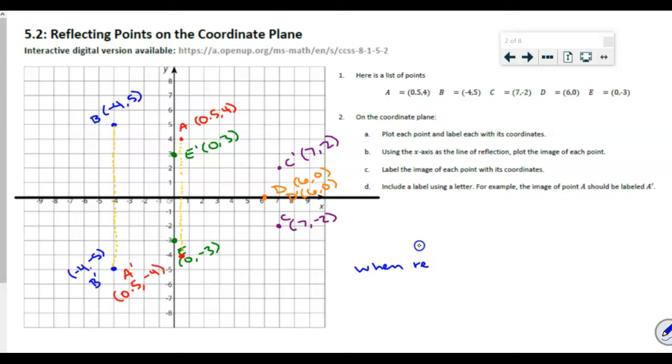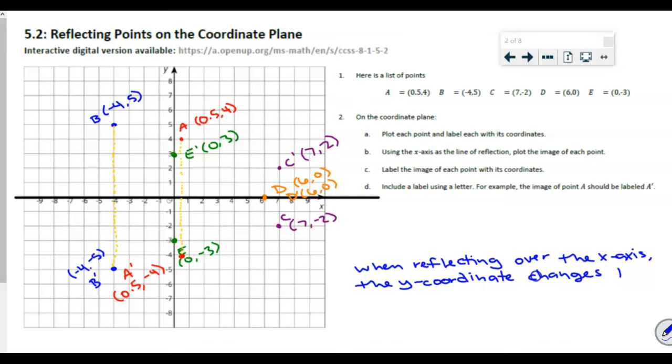Is the y-coordinate, right? Yes. When reflecting over the x-axis, it's the y-coordinate that changes, which I know might seem backwards, but if you actually visualize it, it makes sense, right? Because it's the y-coordinate that tells us how far up we are, and so when we reflect, it's going to tell us how far down we are. So when reflecting over the x-axis, the y-coordinate changes, and exactly how does it change again? Changes to its opposite.